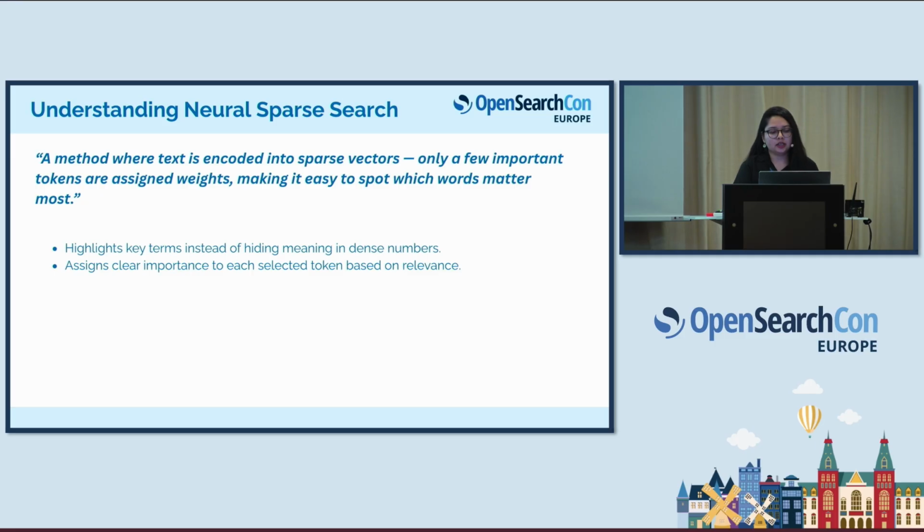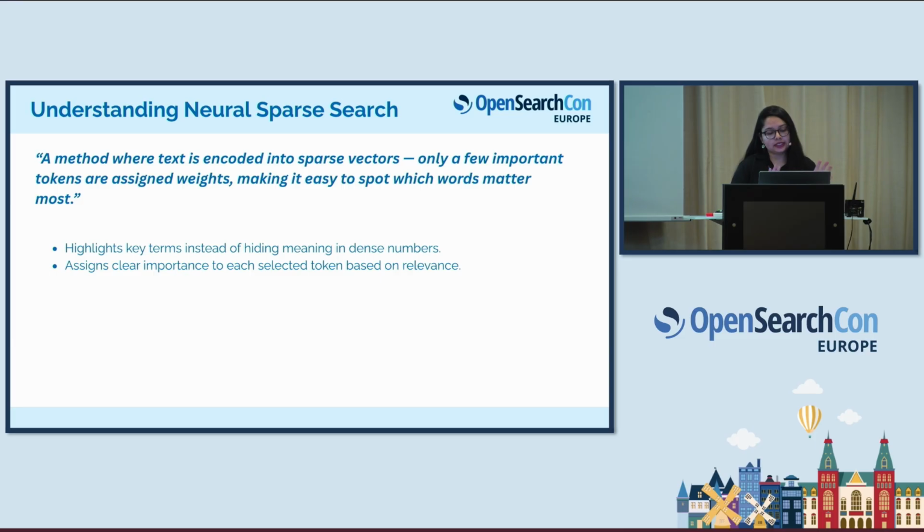Now, understanding neural sparse search. It's a method where text is encoded into sparse vectors, only a few important tokens are assigned weights, making it easy to spot which words matter the most. So with neural sparse search, let's say your user has given a sentence. It doesn't always care for all the words in the sentence, but if your user query has a few keywords that are really important, it will assign weights to them. And the higher the weight, the more important the word is.